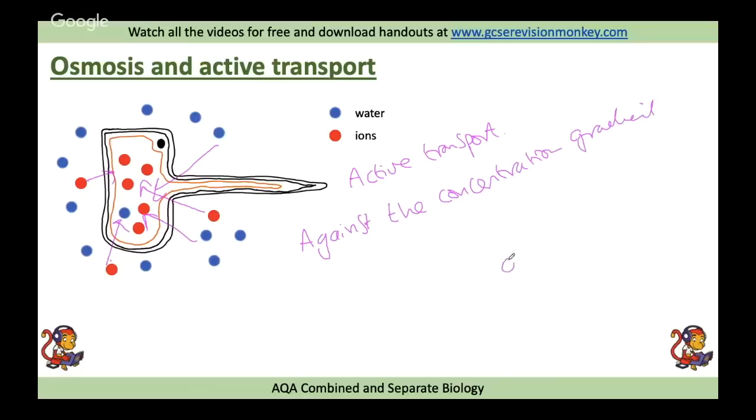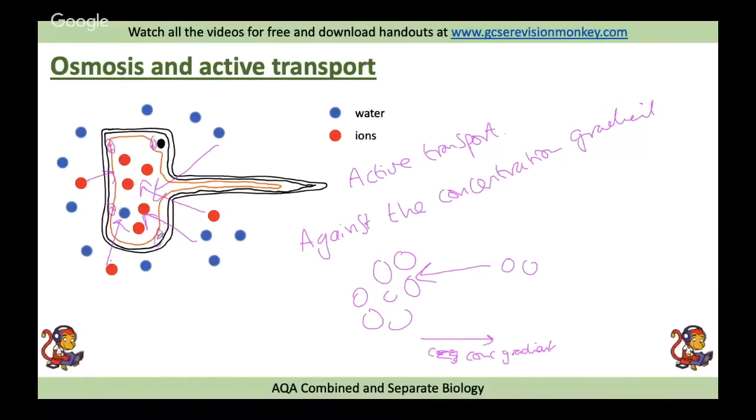Okay, because you're going from where there's fewer particles per volume to where there's more particles per volume. So this is the normal concentration gradient here. But active transport goes against that. Okay, so talk about it going against the concentration gradient. And for this, it needs energy. And in the cell, the part of the cell that provides the energy is the mitochondria through respiration.